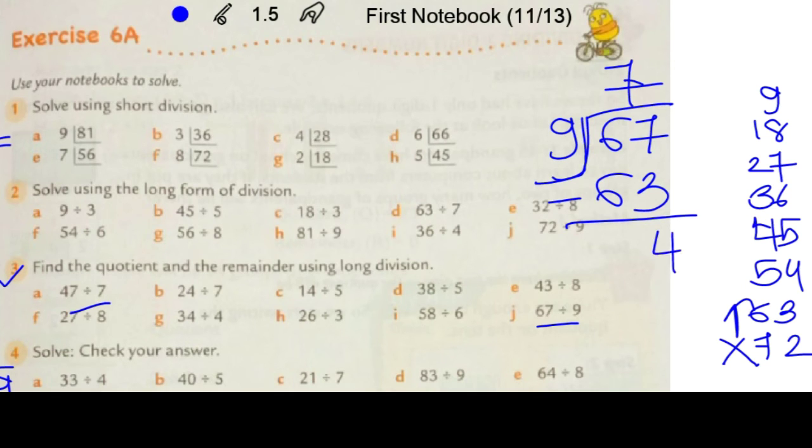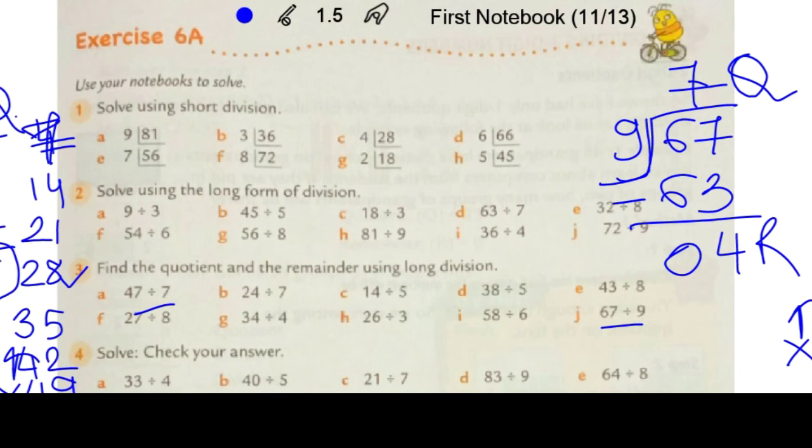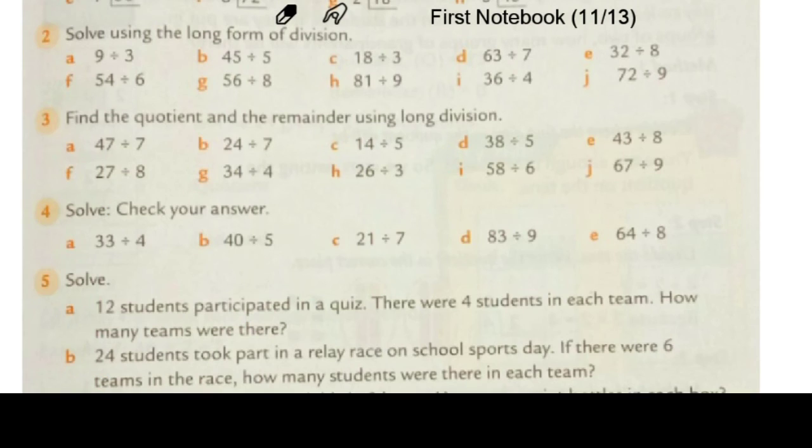7 minus 3 is 4 and 6 minus 6 is 0. Got it? So here our quotient is 7 and remainder is 4. So like this you have to solve all these questions. Now we will see our question number 4, solve and then check your answer.